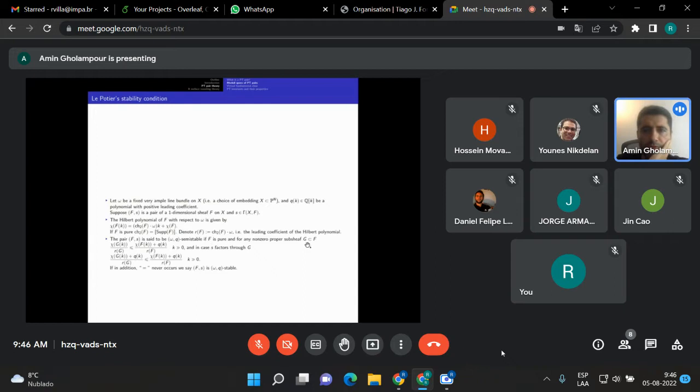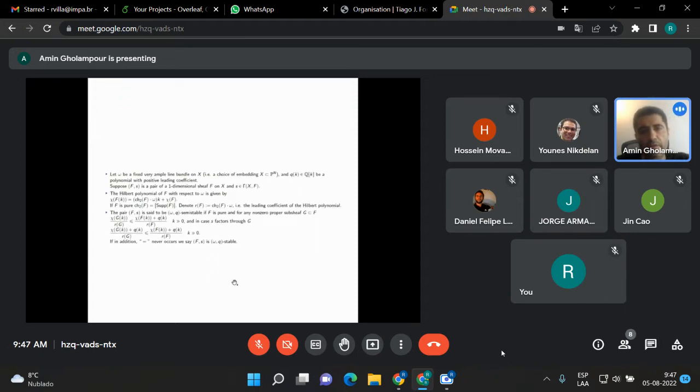So if F is pure and for any non-zero proper subsheaf G, we require these inequalities to hold. There are two possibilities: either S factors through G, so S is a section of F, so you can imagine we have a map from OX to F. If this map factors through G, then we use this inequality. If not, then we use the above. And if in addition, as in the case of sheaves or vector bundles, equality never occurs, then we say that the pair is stable.